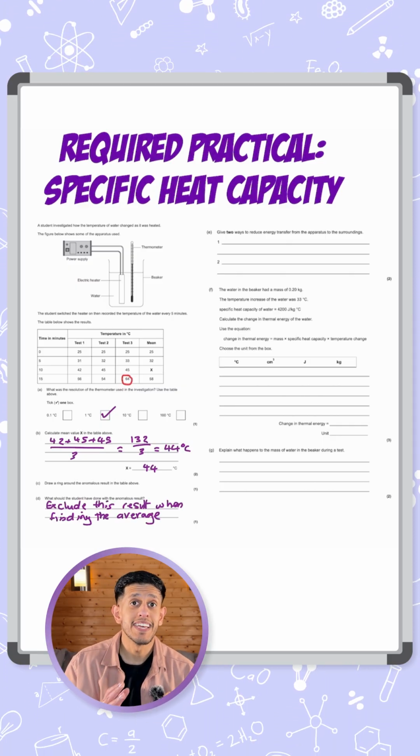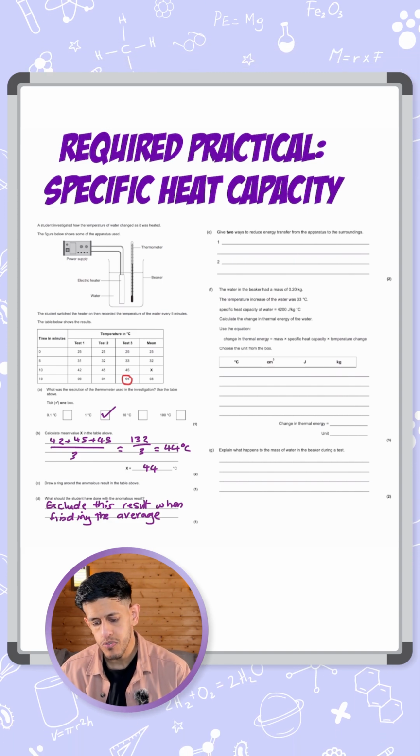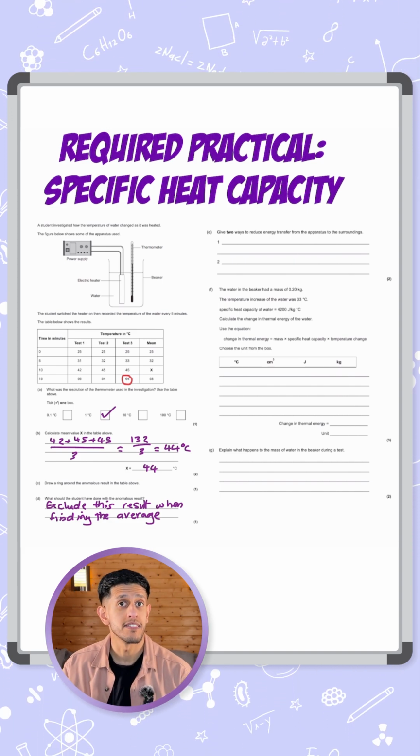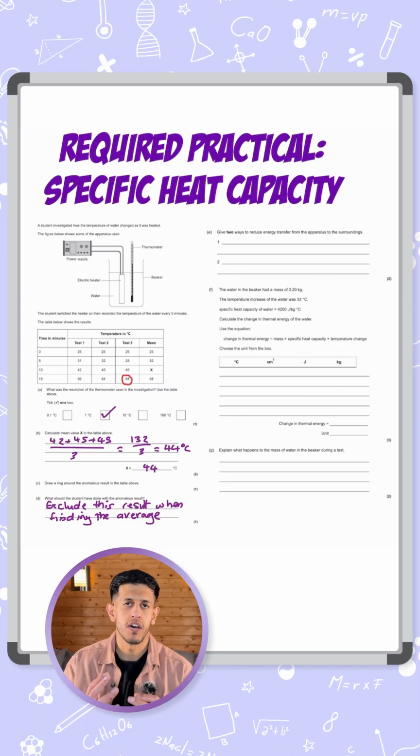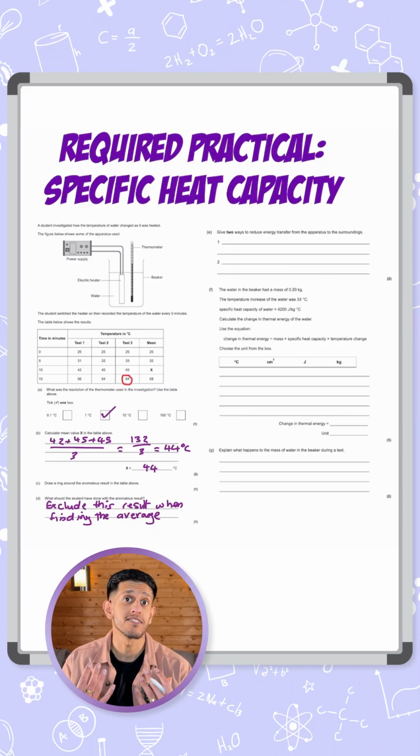Now the next question is about the experiment itself, and it says give 2 ways to reduce energy transfer from the apparatus to the surroundings. So remember, this is a heating experiment. We're trying to heat up the water and we don't want to heat up the surroundings because that can skew the results, right?